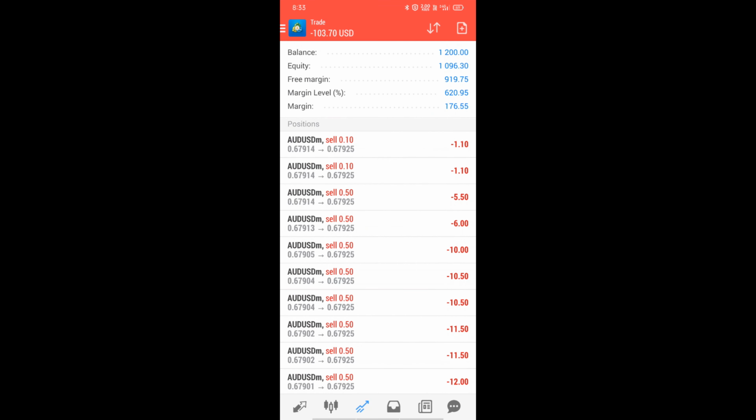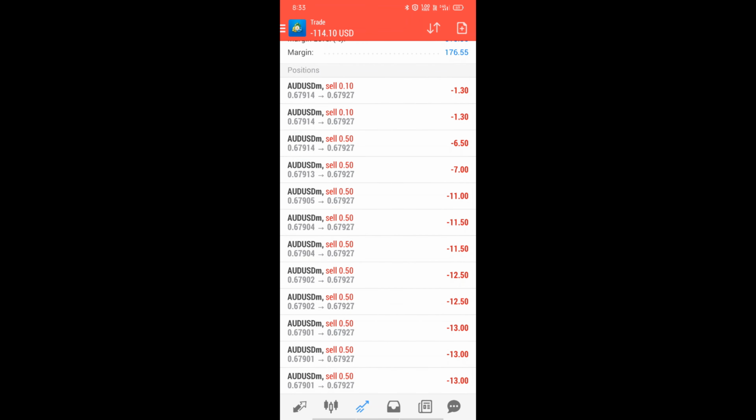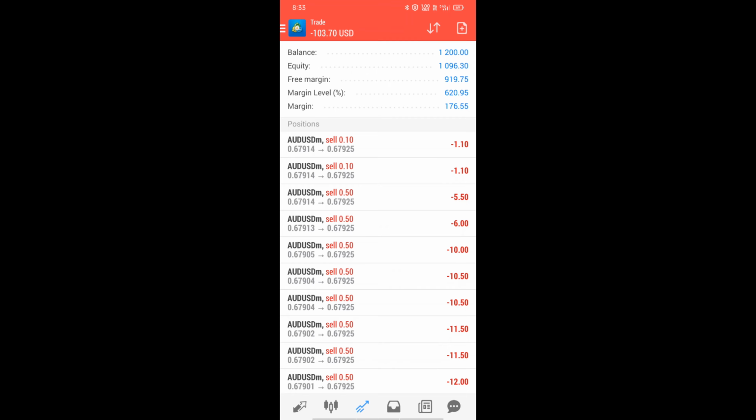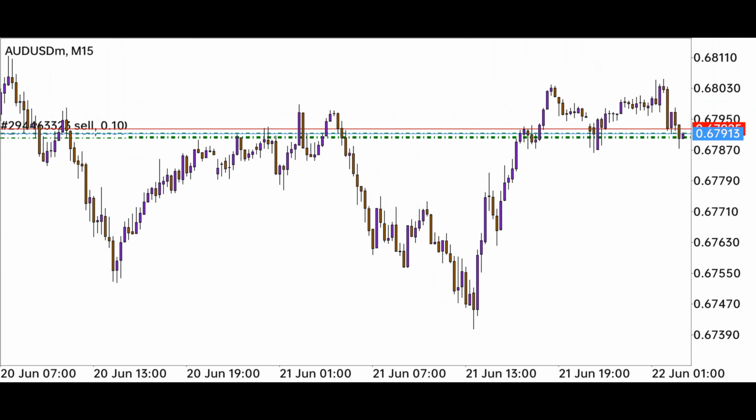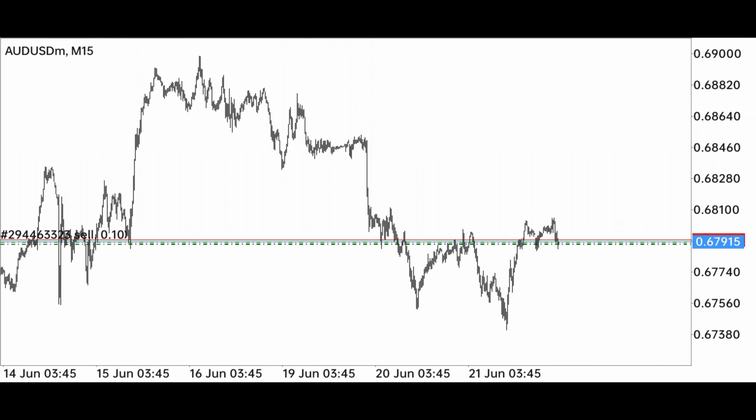Guys, our trade has been applied. $1,200 have been deposited in our account, which we will try to grow well. Now our loss is running above $100. Let's see how long we can convert it into profit. We have applied a sell trade here because a very good selling opportunity has been created here.